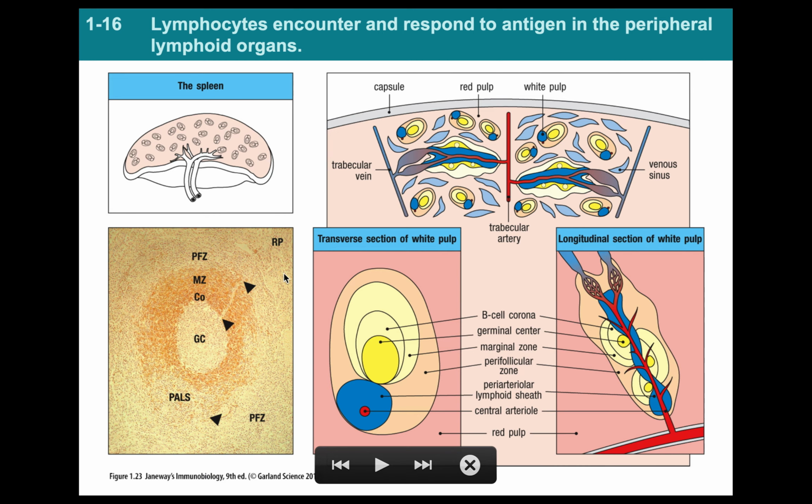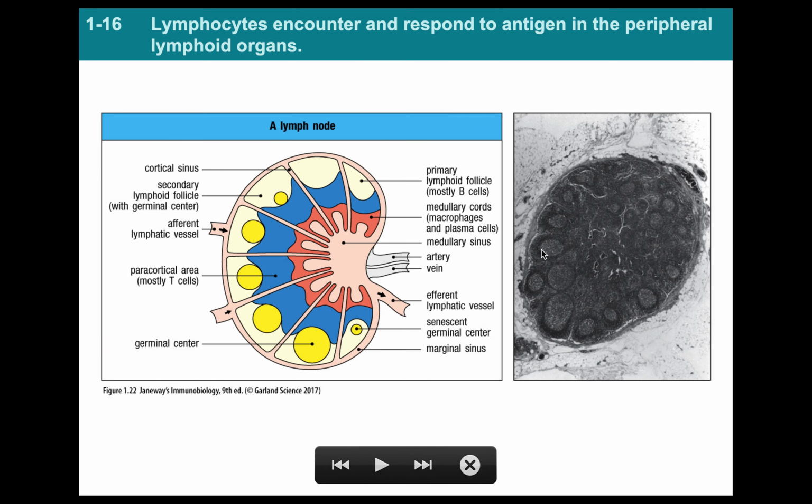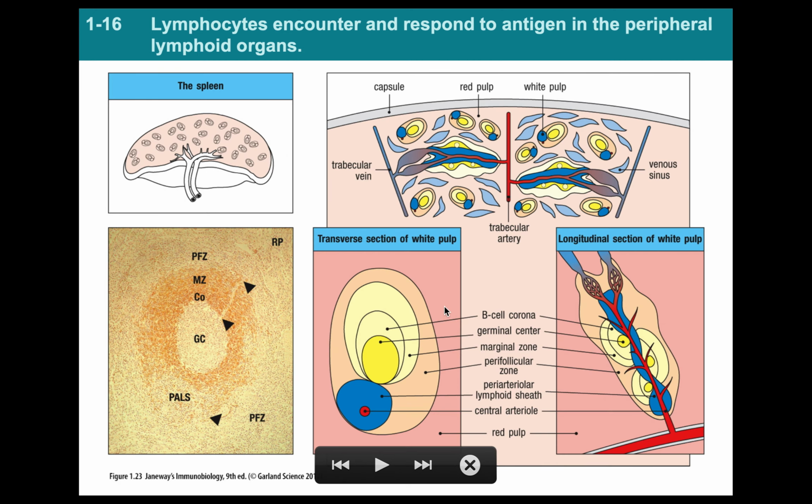The spleen is the same deal. If you ever see a spleen cut open, it's got all kinds of these little zones with different cells that you can actually see. So here's our little germinal center, little baby cells, and you've got your marginal zone, your B cell zones, and each zone is going to have a different group of similar cells located in it.